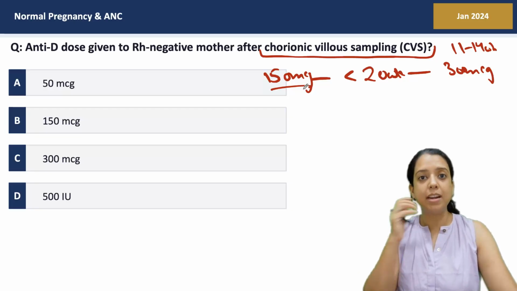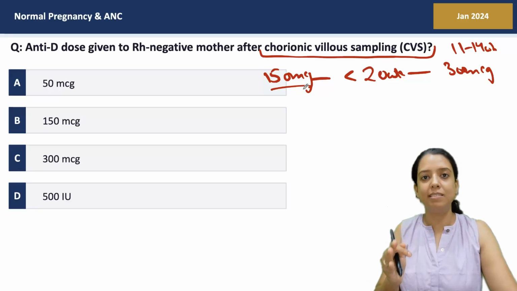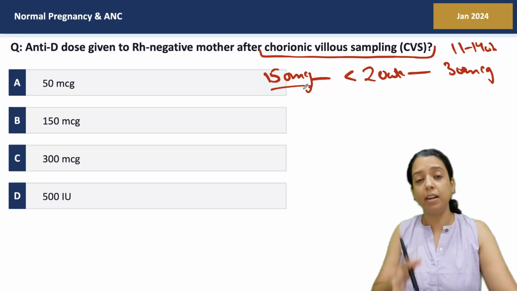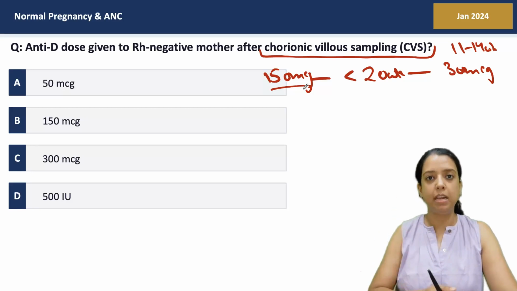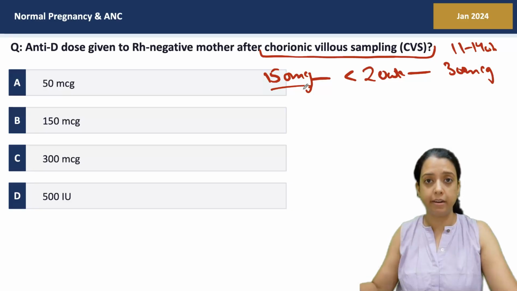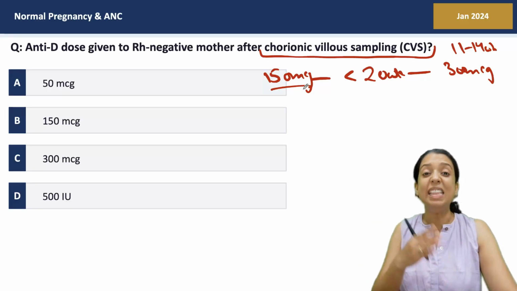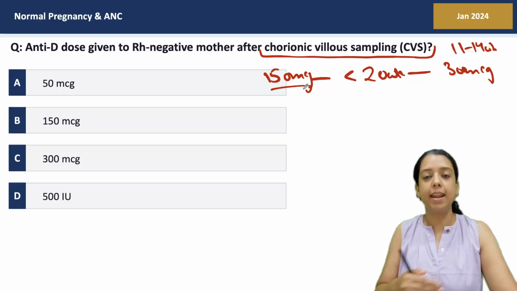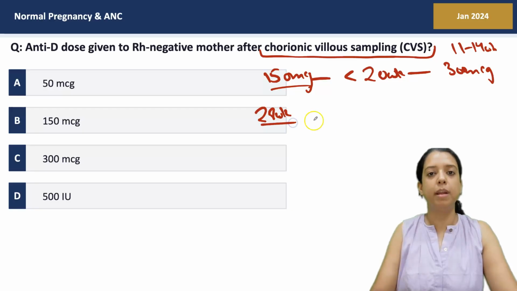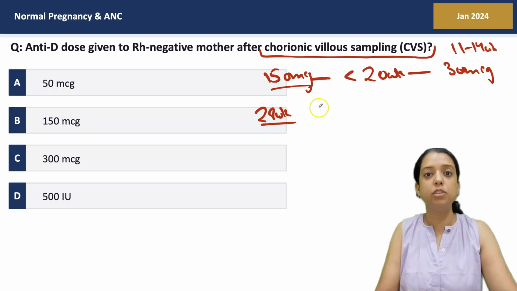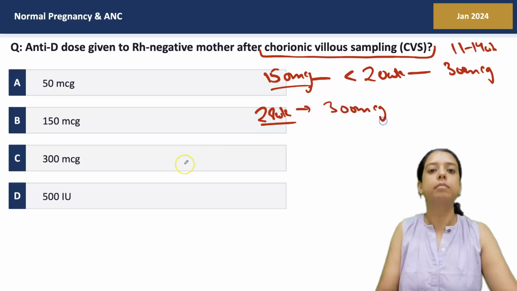So any sensitizing event at less than 20 weeks, like bleeding, placenta previa, chorionic villus sampling, threatened abortion, anything happens, you give anti-D. For all kinds of abortions, medical, surgical abortion, we give anti-D. After 20 weeks sensitizing event, we give anti-D 300 mcg. Again, anti-D is given at 28 weeks for prevention of isoimmunization. We give anti-D at 28 weeks to everyone. The dose is again 300 mcg.